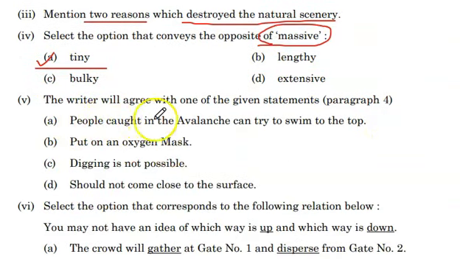The writer will agree with one of the given statements in paragraph number 4. So in paragraph number 4, what has the author told us? That if anyone is entrapped in an avalanche, then he should try to swim to the top. So that part must be given. People caught in the avalanche can try to swim. So this will be your answer.